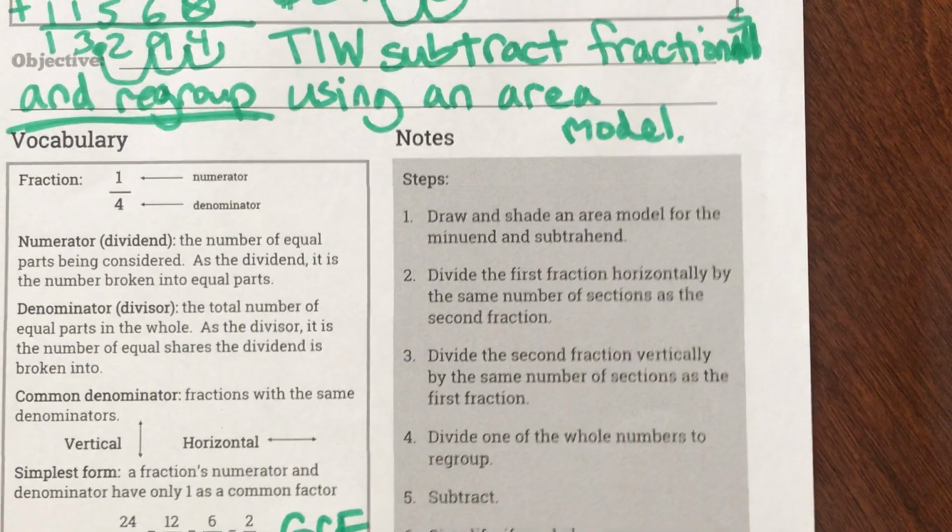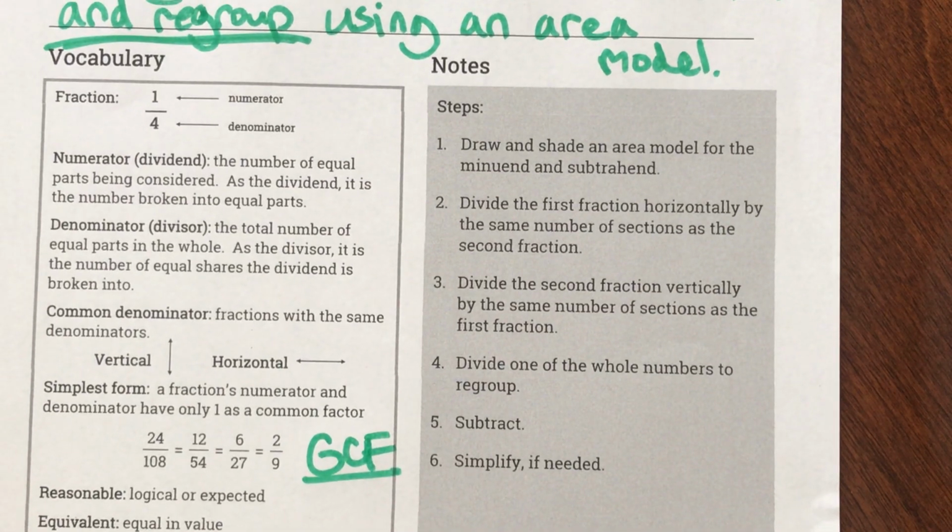Okay, so let's look at our steps. Our first step says draw and shade an area model for the minuend and subtrahend. So I'm going to draw my 2 numbers. Step 2 says divide the first fraction horizontally by the same number of sections as the second fraction. Divide the second fraction vertically by the same number of sections as the first fraction.